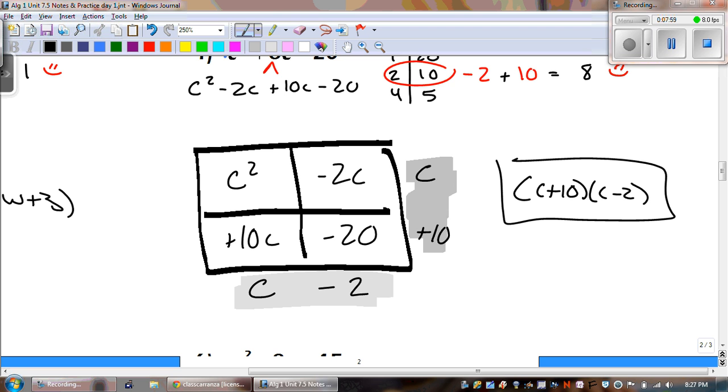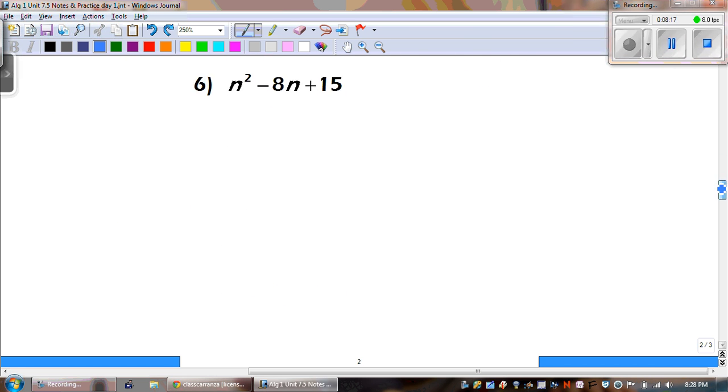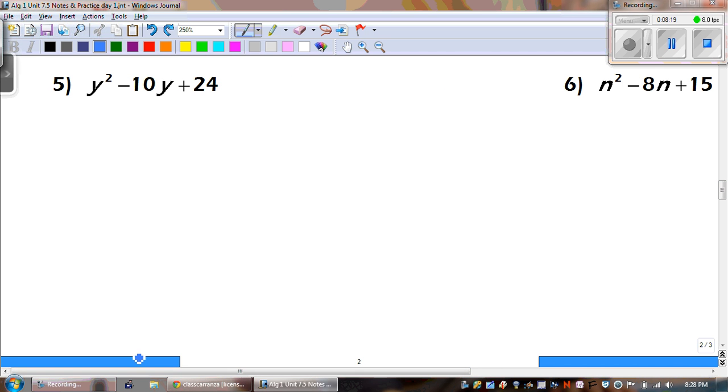Now, if you wanted to see if you got the right answer, we could do this to any of them. We could just distribute or do the box method and see what we get. We should come back and get the c squared plus 8c minus 20 if you got it right. All right, number 5. Why don't you guys pause the video and see if you can come up with steps 1 and 2. So see if there's a GCF and then see what the factors are. Okay, good luck.